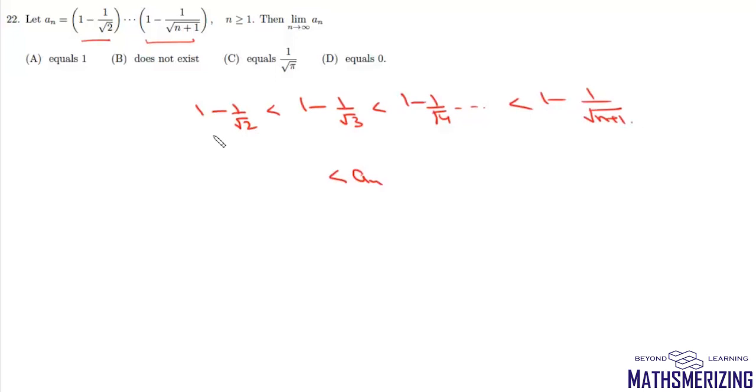Now we know that all the terms are greater than or equal to 1 − 1/√2. So if we replace all the terms in the product with 1 − 1/√2, we can say that a_n is always greater than (1 − 1/√2)^n. It will always be less than its maximum value. The maximum value is 1 − 1/√(n+1), and then again n times. Now we'll take this limit, which is limit n tends to infinity.